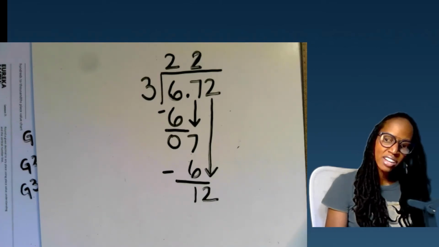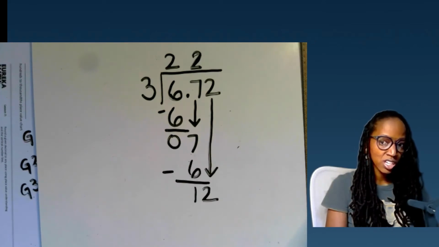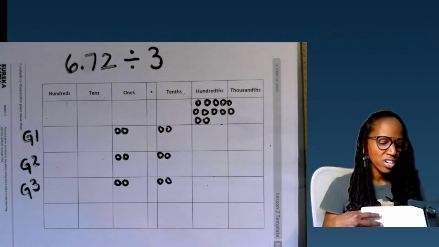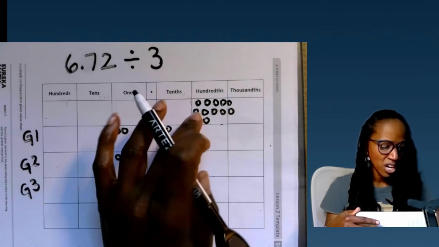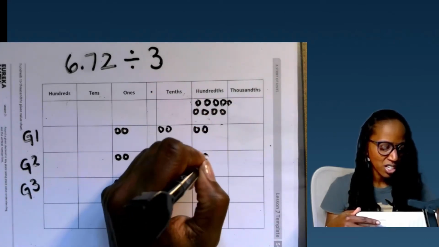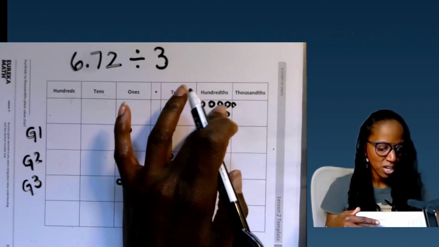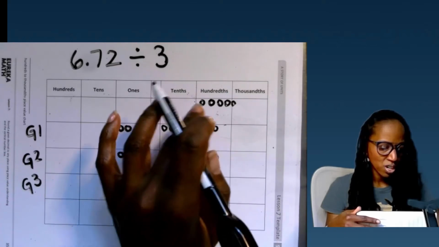Now let's go back to our place value chart and share those out and see how many would be in each group. So if I have 12 hundredths to share, I'm going to go ahead and share them equally into my 3 groups and should subtract 3 hundredths every time I share a hundredth. 1, 2, 3. 1, 2, 3.